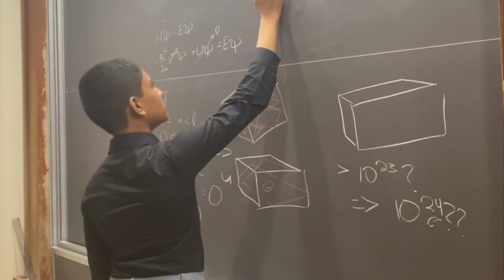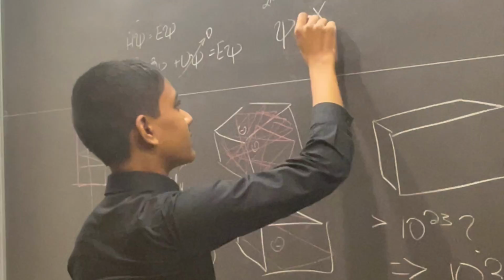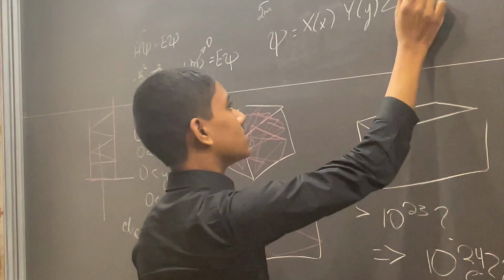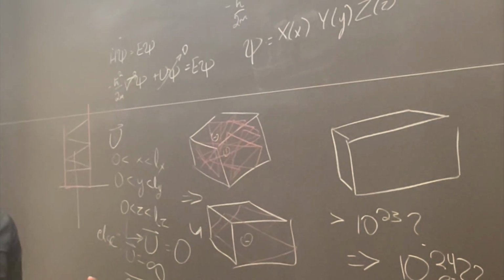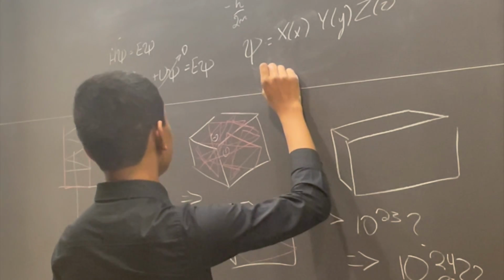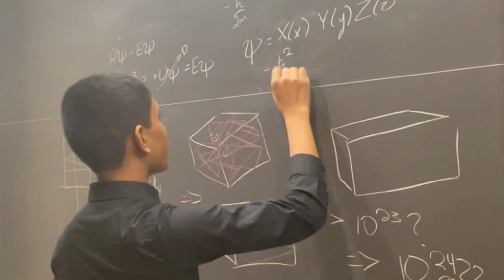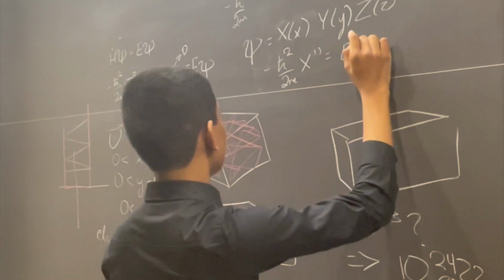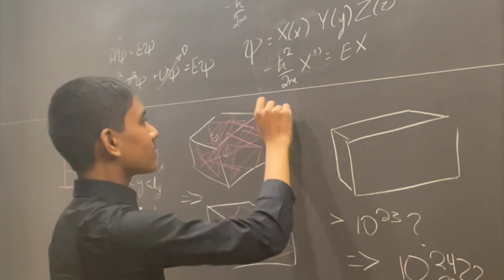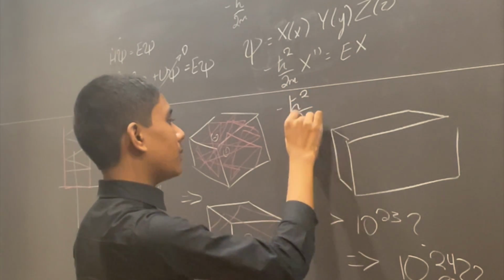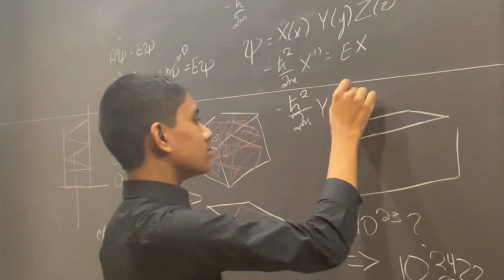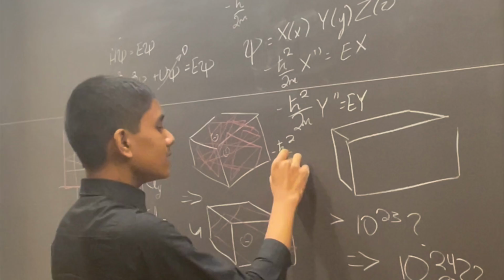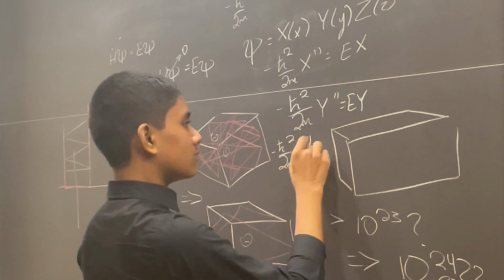If you break this down, let's break it down into X, Y, Z. You'll quickly notice that you can isolate each of these individually. You can get that minus h bar squared over 2m X double prime is equal to E_x X. You can get that minus h bar squared over 2m Y double prime is equal to E_y Y. Then you can get that minus h bar squared over 2m Z double prime is equal to E_z Z.